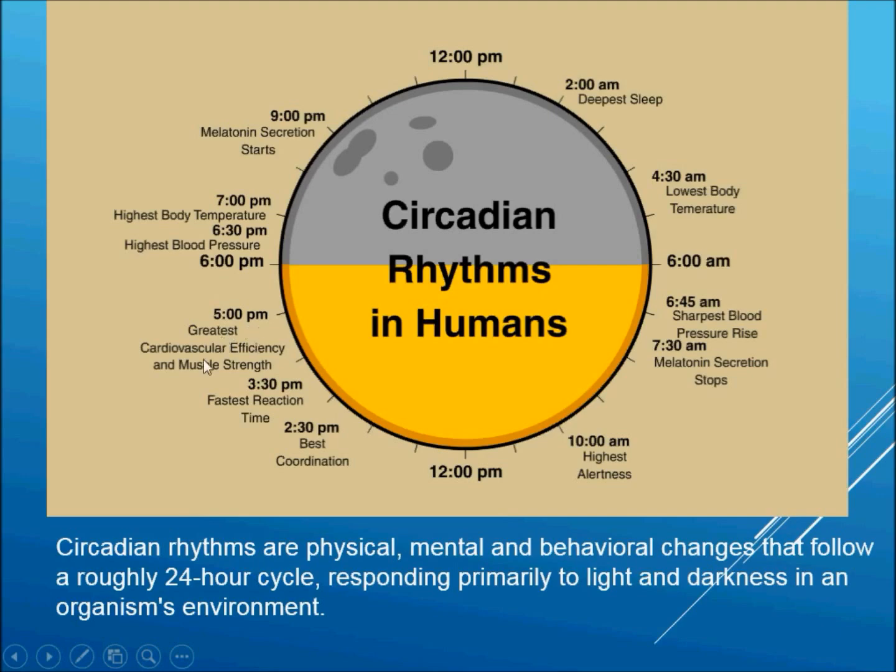At 5 p.m. greatest cardiovascular efficiency and muscle strength is seen, and at 6:30 p.m. highest blood pressure is noted, at 7 p.m. highest body temperature is noted, and at 9 p.m. melatonin secretion starts again, and at 7:30 a.m. melatonin secretion stops. That means in the night at 9 p.m. secretion starts, because I have told you that melatonin secretion increases in dim light and decreases in bright light, or you can say that it rises from the evening and through the night it drops to low around noon time. So this is the circadian rhythm, which is physical, mental, and behavioral changes that follow a roughly 24-hour cycle, and that responds primarily to light and darkness in an organism's environment.